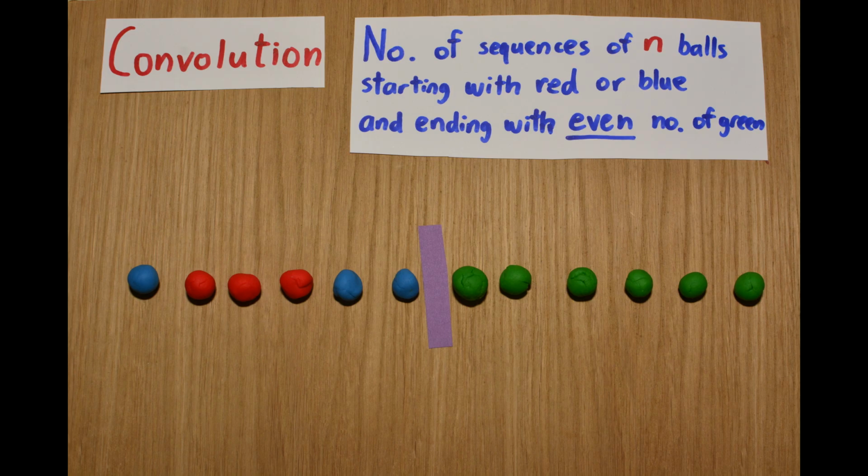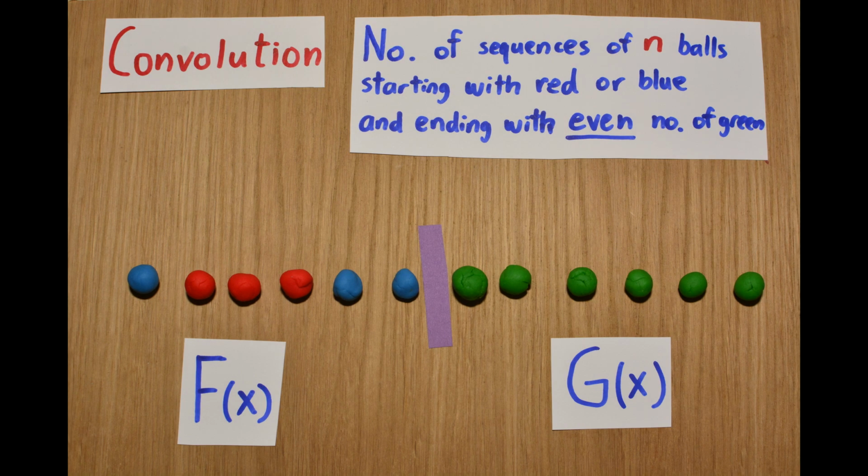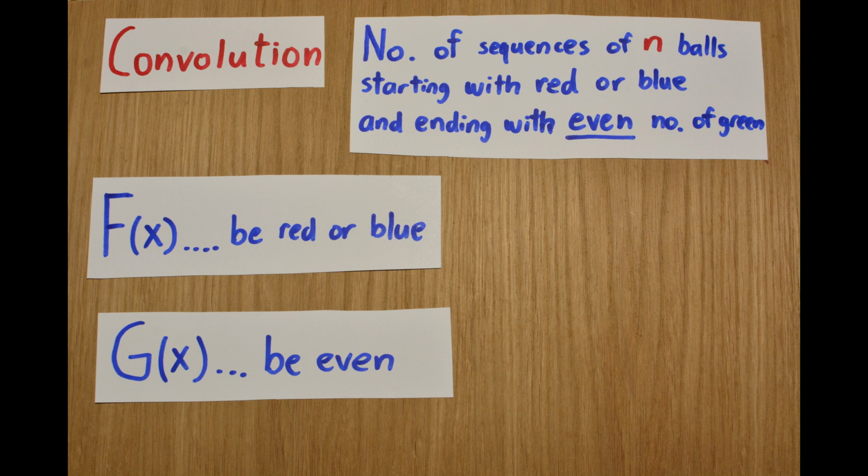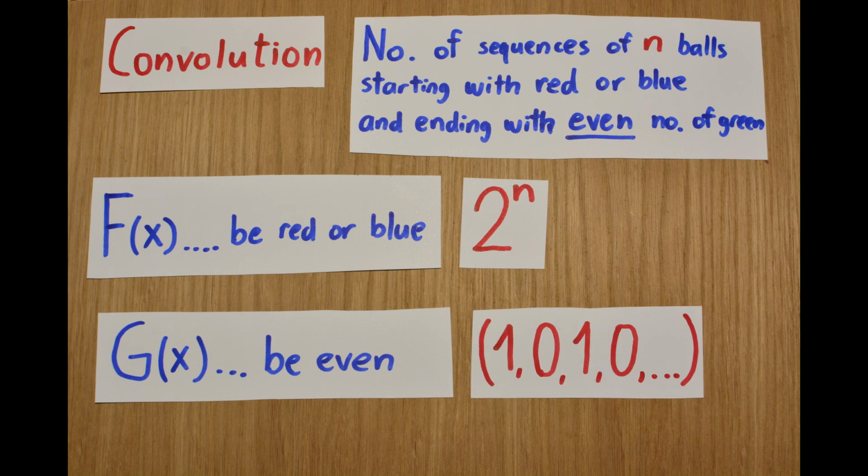So we want to express being red or blue with f of x. For each ball we use, we have two choices. Either it is red or it is blue. So there are 2 to the n ways to build a line of balls of length n using red or blue balls. With g of x, we want to express the property of being even. There is one way to build an even line of 0 balls, no way to build an even line with 1 ball, one way to build an even line with 2 balls, and so on. So this sequence is the right one.